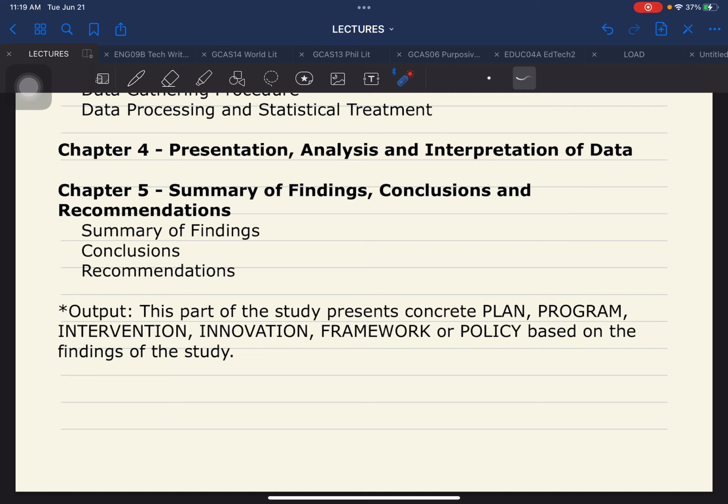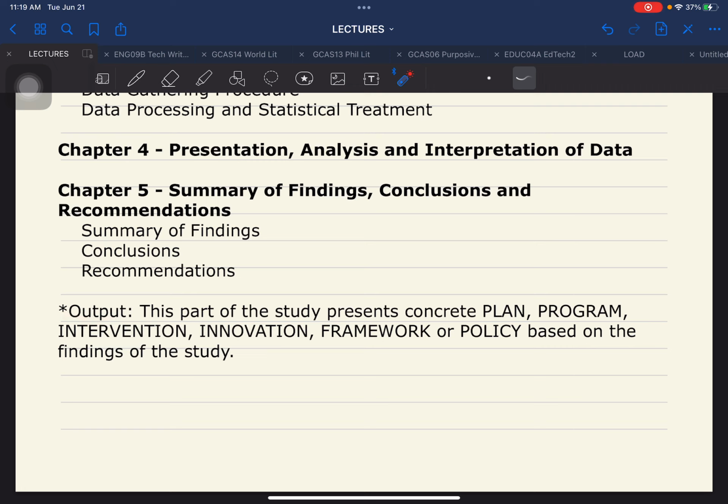Okay, the output of this study presents a concrete output, meaning you have to include the following in your manuscript after the recommendation. Okay, so these are the following. It should present a plan, a program, an intervention, an innovation, a framework, or even a policy, depending on the level of study that you are conducting in your action research, based on the findings of the study, based on the last part of your study. So again, this output will be part of the recommendation.